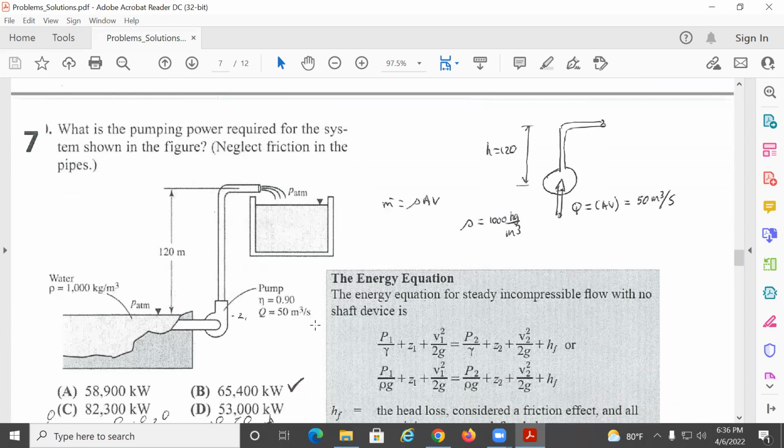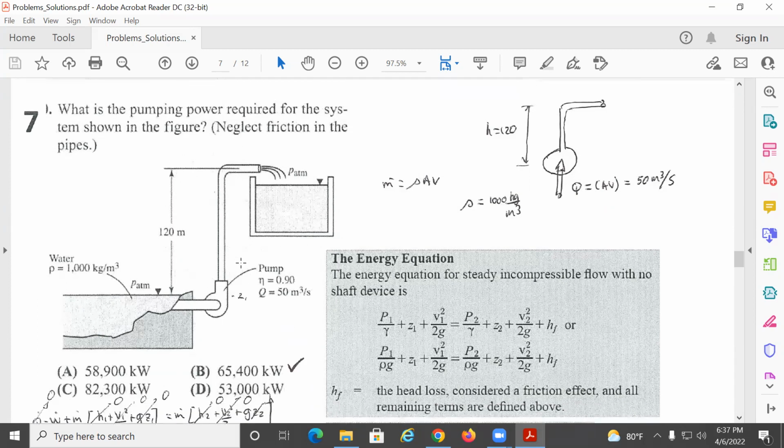Okay, so this is a problem that can actually be from fluids or can also be from thermodynamics. So what is the pumping power required for the system shown in the figure? Neglect friction in the pipes. So basically what you need to figure out is the power of this pump over here in order to be able to pump the water from, let's say, a lake to a height of 120 meters, to a container.